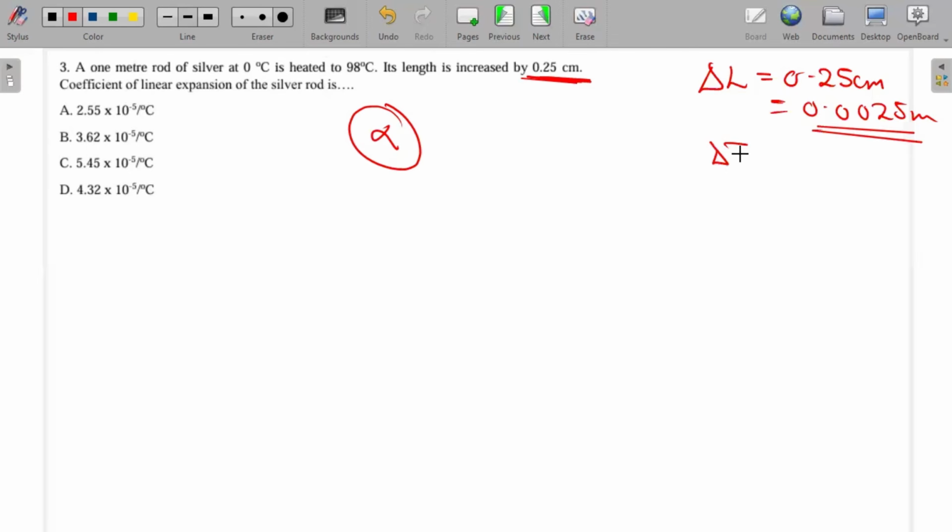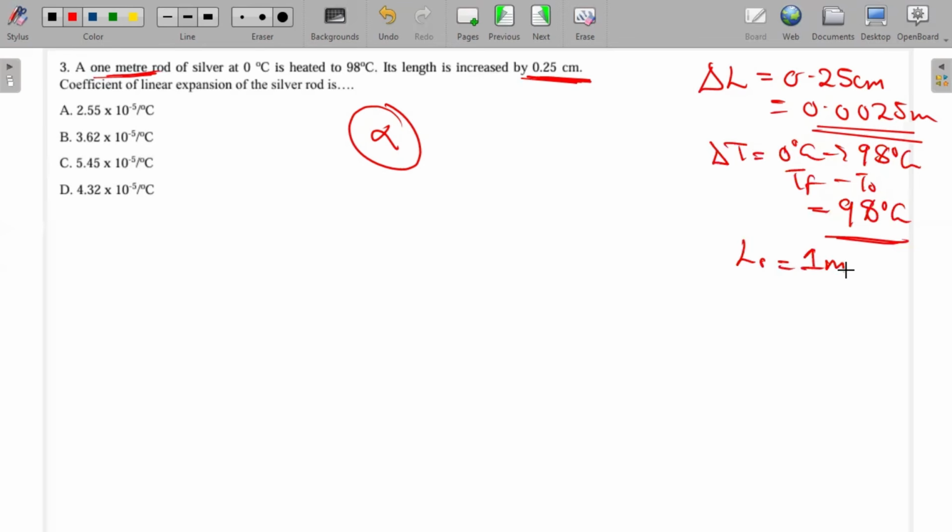Then our delta T, I'm sure you can tell, is from 0 degrees Celsius to 98 degrees Celsius. If I say T final minus T initial, I'm going to get my delta T of 98 degrees Celsius. So this is the information that we have. They told us this is a 1 meter rod, so the initial length is 1 meter. What are they looking for? They are looking for alpha.